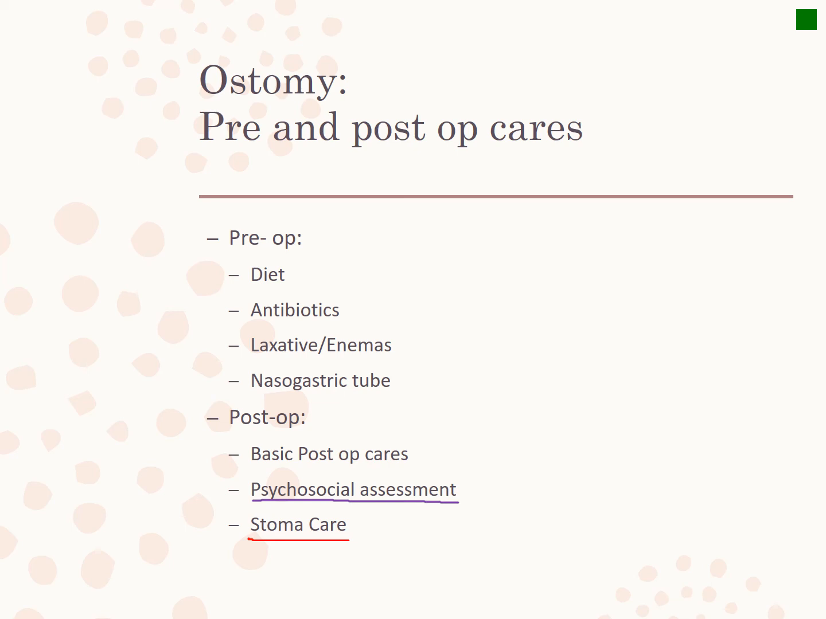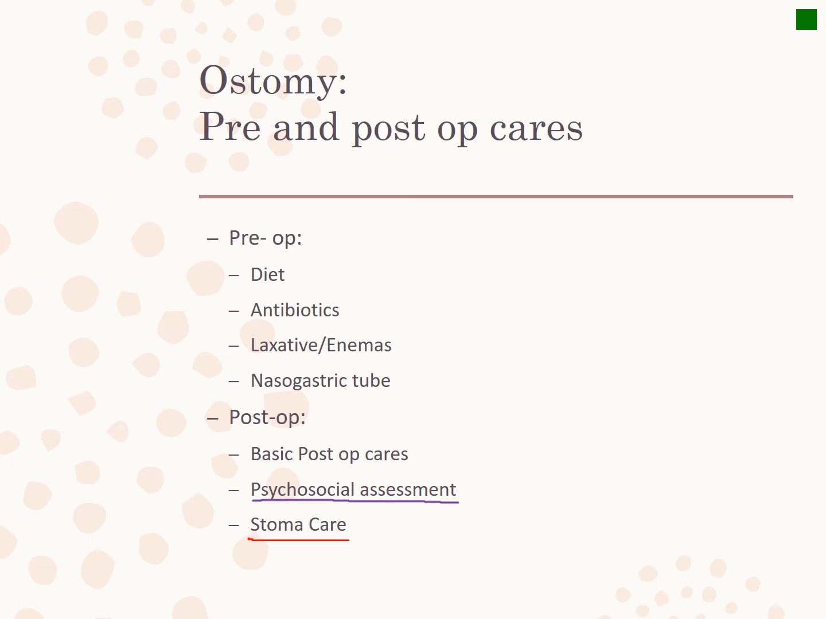Nasogastric tubes are commonly seen because you want to rest the gut. So it's not uncommon to see a nasogastric tube. Again, it really depends on why they're getting the ostomy in the first place. If it's for a bowel obstruction, they really want that gut rested, so they're going to give them a nasogastric tube at that time. Some post-op cares are going to be pretty much the same as your typical post-op cares, right?